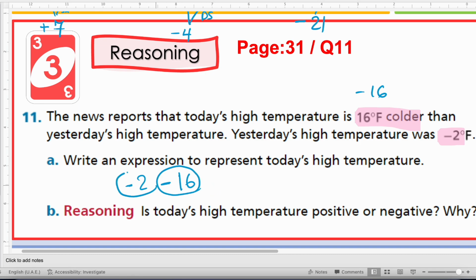But how can we solve this? Combine the 2 numbers, because this is negative, same sign, add them. 16 plus 2, it's basically 18. You take the sign of the 16. Today's temperature is negative 18 degrees Fahrenheit. It makes sense. It should be colder than negative 2, so it's going to be more negative. Is today's temperature positive or negative? It is negative because it's colder, so definitely it's not going to get into positive degrees. It's going to be more negative. That's the reason.